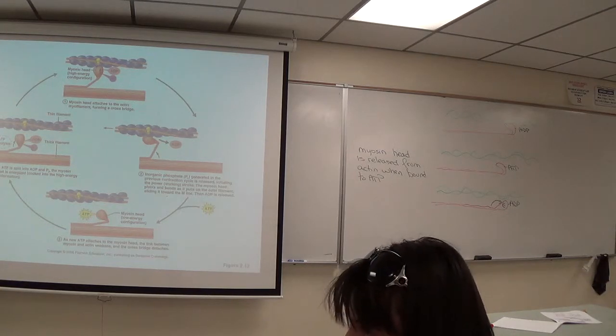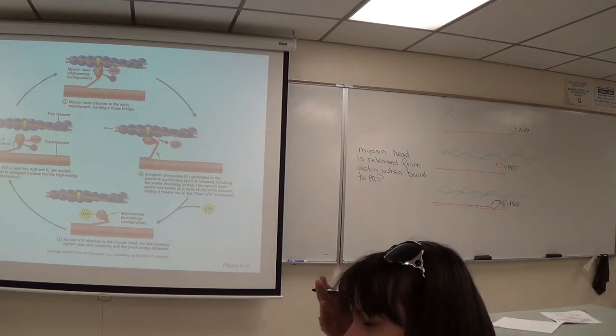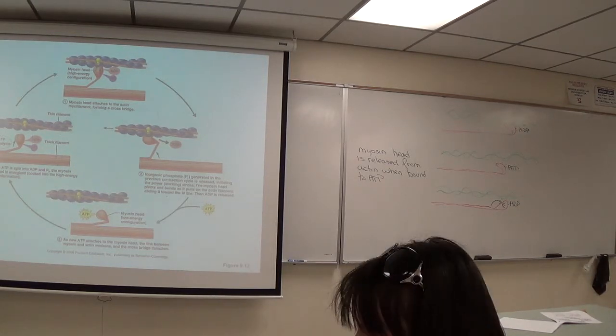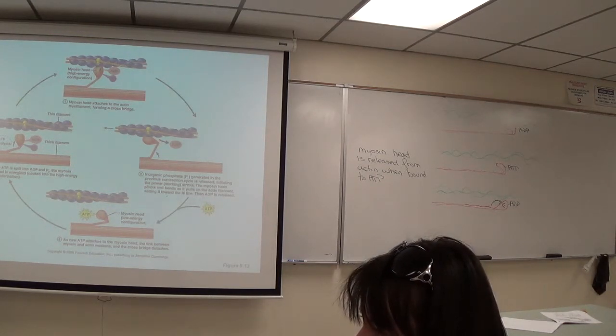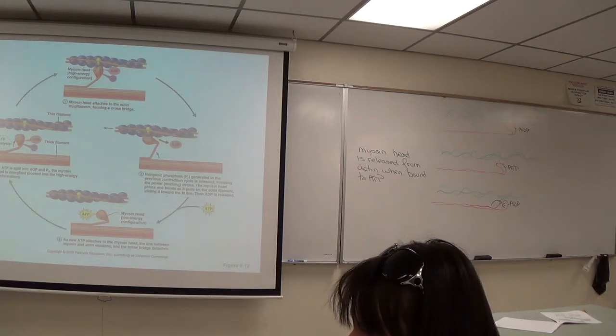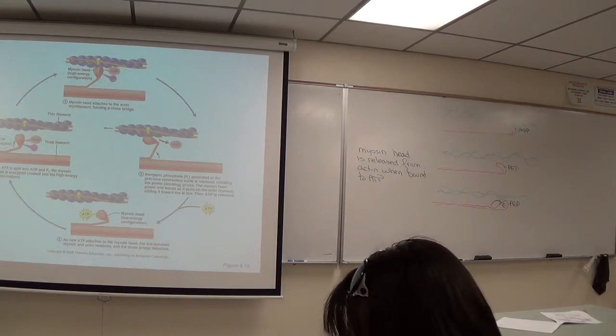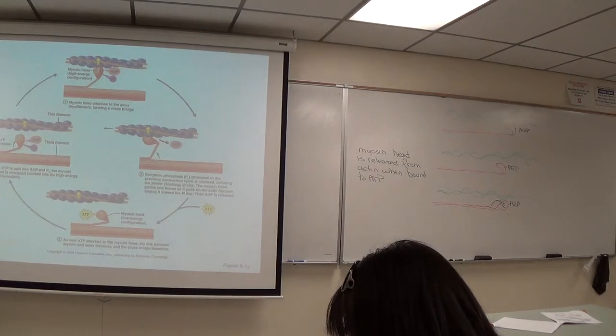All right, so notice that the myosin head will not come off of the actin. It will stay in this position until an ATP molecule comes along. No ATP? No, the myosin head doesn't come off of the actin. This is what happens in rigor mortis, all right? Which means the stiffness of death.